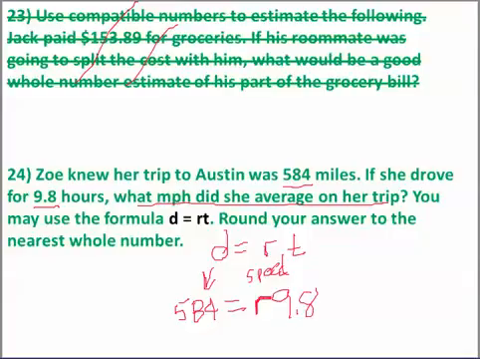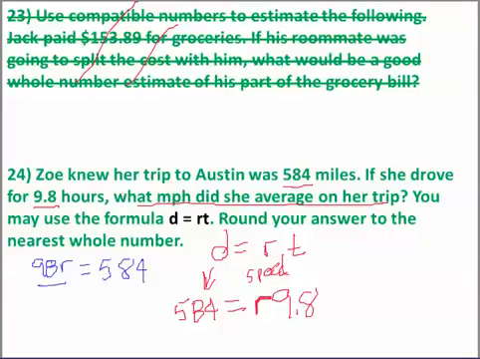So I have an equation now. I'm actually going to change colors. I feel like I'm running into it. And here's the way it might look a little better to you. 9.8 times R, oops, that's my point, 9.8 times R equals 584.